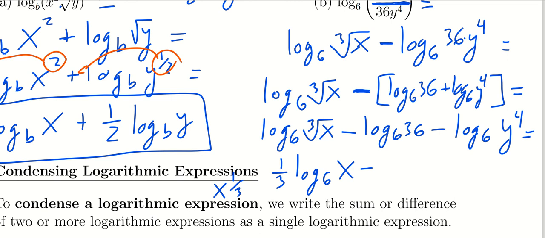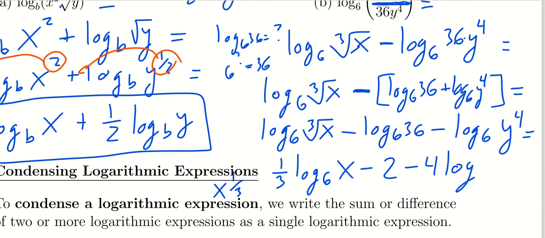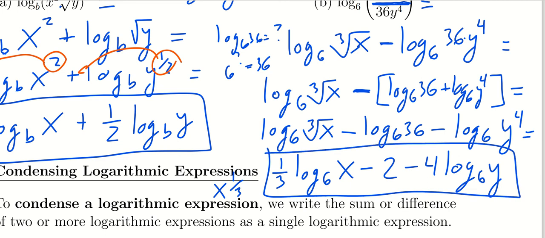That's actually an exponent that we can figure out. Log base 6 of 36, what that is, that's the exponent we would need to raise 6 to in order to get the value 36. Well, 6 squared is 36, so this is going to be 2. And then minus, for the last term, we can use the power rule, bring that 4 out in front as a multiplication, and we get 4 times log base 6 of y. And now we have totally expanded that second expression.